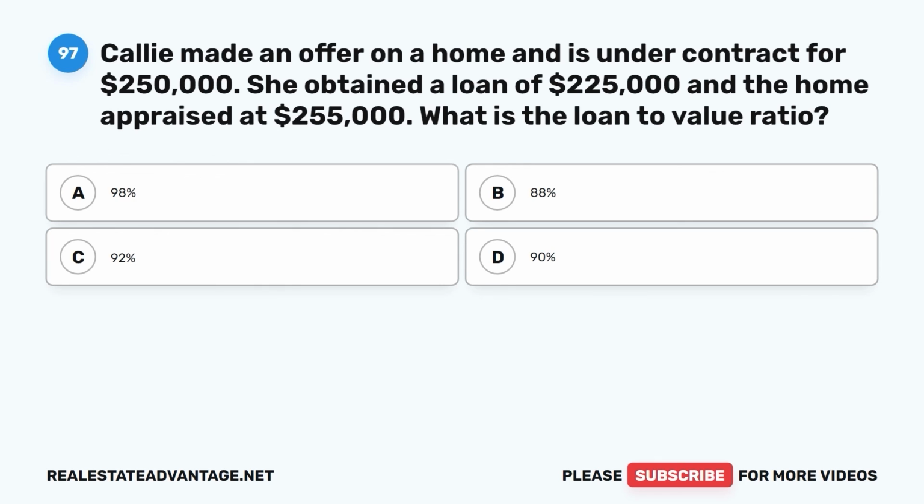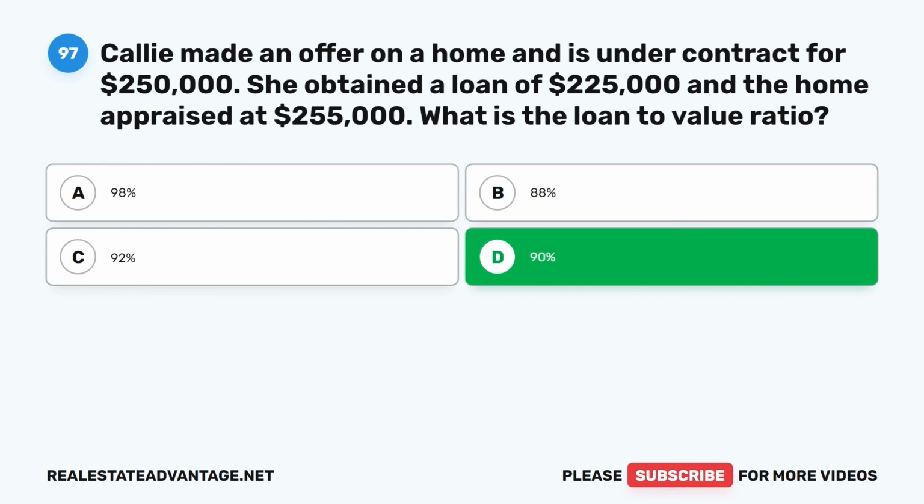Question 97. Callie made an offer on a home and is under contract for $250,000. She obtained a loan of $225,000 and the home appraised at $255,000. What is the loan-to-value ratio? A. 98%. B. 88%. C. 92%. D. 90%. The correct answer is D. 90%.